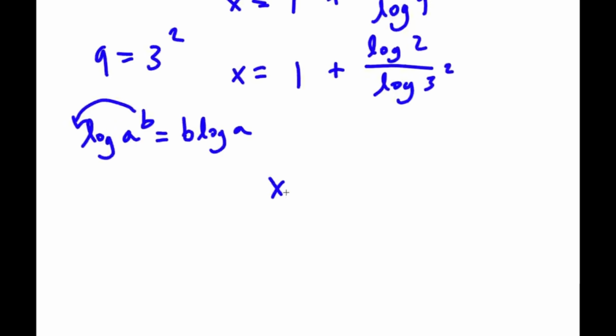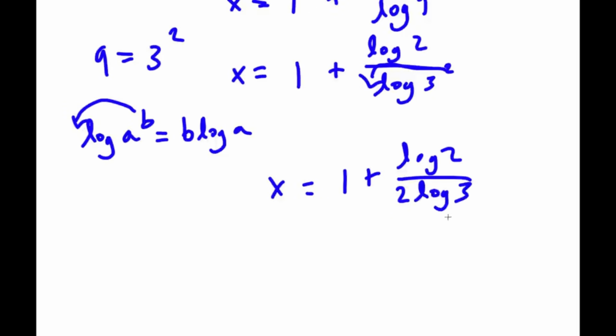So log 3 squared is going to equal, we move the 2 to the front of the logarithm, so we will have 2 times log 3. So now I have x is equal to 1 plus log 2 over 2 log 3.